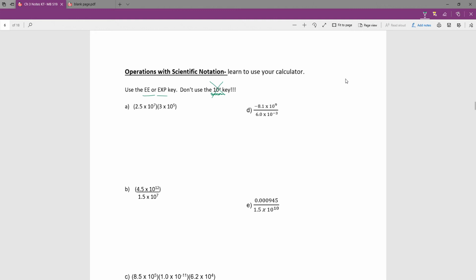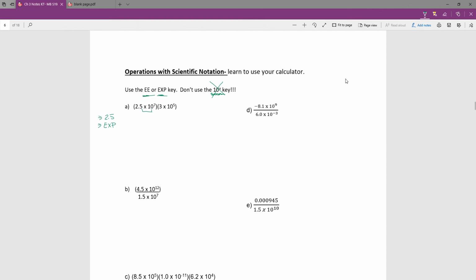But with these ones, I really want to coach you into how you enter the numbers into your calculators. So I'm going to write out the steps. To enter this into my calculator, this is a series of buttons that I would push. So 2.5. And then this bit here is EE or EXP. My calculator says EXP, so I'm going to put EXP. That's the next button that I push.